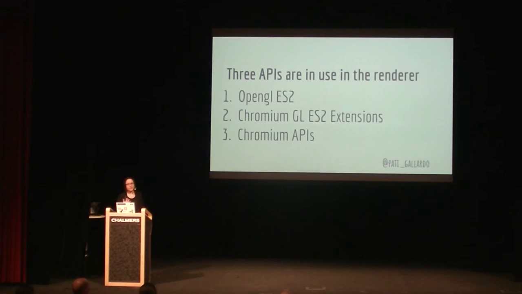Because there are three kinds of APIs in use from the renderer side. You have standard OpenGL ES2, and that's fine. If you use that, you can just kind of pretend. But you also have these Chromium APIs, which are extensions. And you also have just a plain Chromium API. This is not made to be generic. It's made to fix a specific architectural thing inside of Chromium.